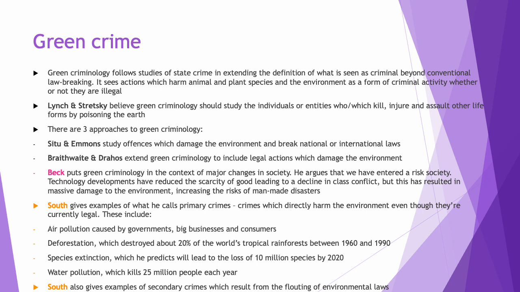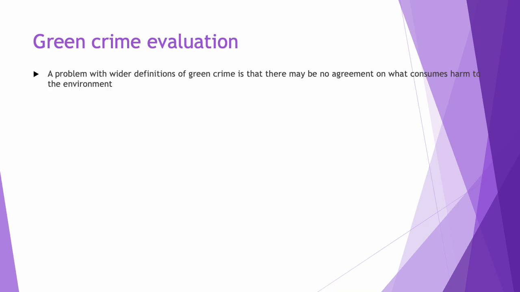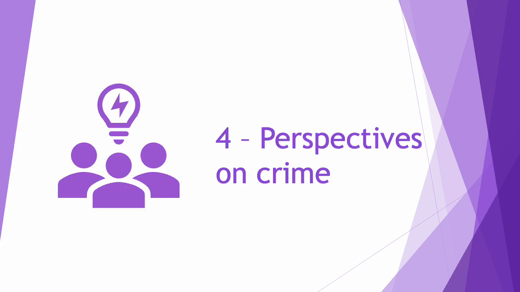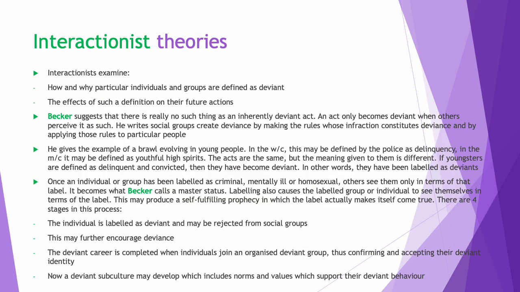Technology developments have reduced the scarcity of goods, leading to a decline in class conflict. But this has resulted in massive damage to the environment, increasing the risk of man-made disasters. Marxist South gives examples of what he calls primary crimes, crimes which directly harm the environment even though they're currently legal. These include air pollution caused by governments, deforestation, species extinction, and water pollution. South also gives examples of secondary crimes which result from the flouting of environmental laws. A problem with wider definitions of green crime is that there may be no agreement on what constitutes harm to the environment.